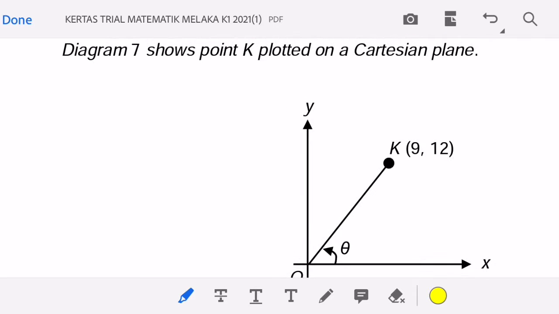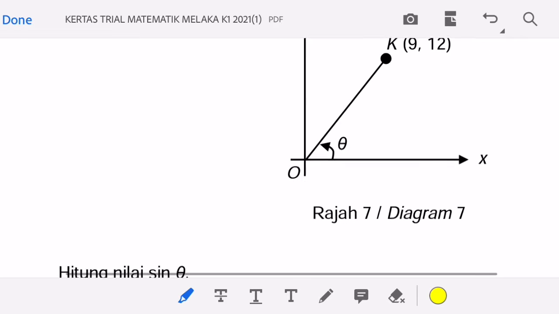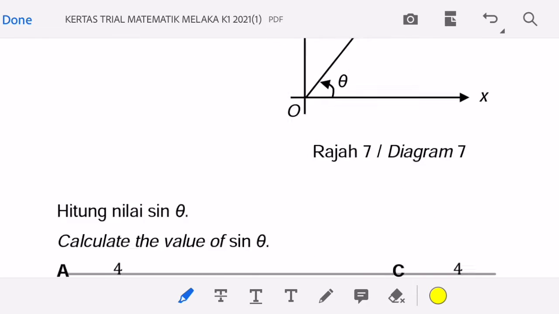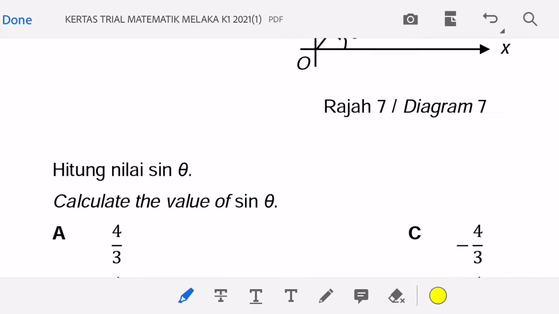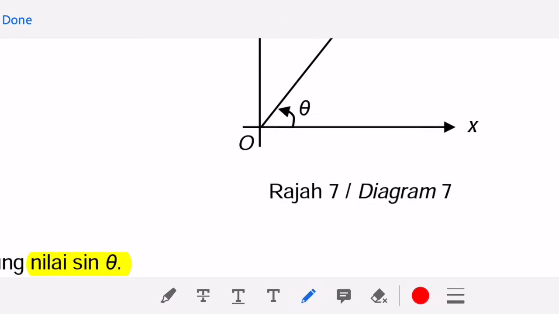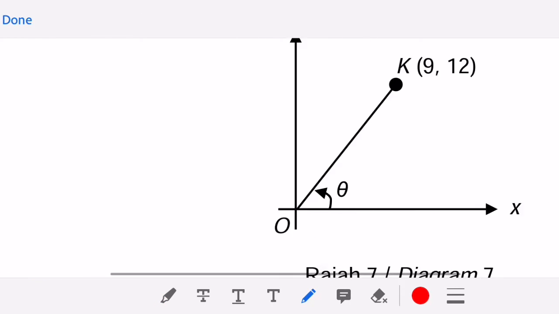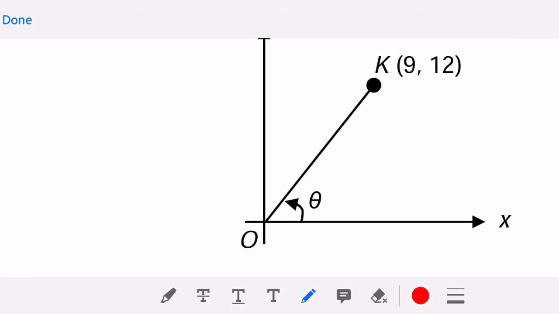Diagram 7 shows point K plotted on a Cartesian plane. So for question one, we have the point, we have the origin, and we have theta. Hitungkan sin theta, nilai sin theta. Calculate the value of sin theta. Okay, in order to find the trigo value, we always need to work out a triangle, and the triangle that we work out must be a right angle triangle.